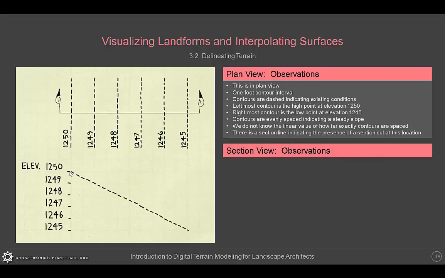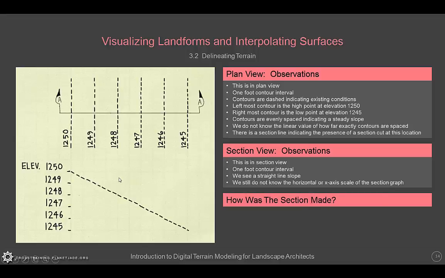Now we're taking a look at our section and going to make some observations. Again, this is in section view, so we're just cutting along this line and taking a look at what that slice looks like. This is at 1 foot contour as well. On the left side we have 1250, 49, 48, 47, 46, and 45. We also notice that the line, just as we suspected, is a straight line. It's not parabolic up or down or anything weird like that. It's just a normal straight line running across here. We still don't know what the horizontal distance is, and we can make some assumptions just based on what this slope looks like.